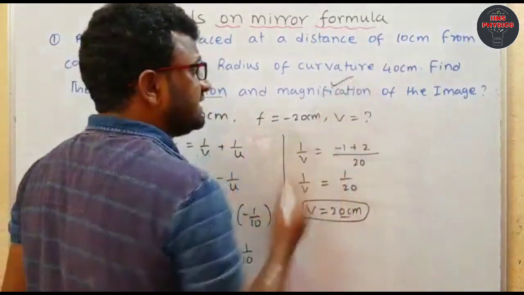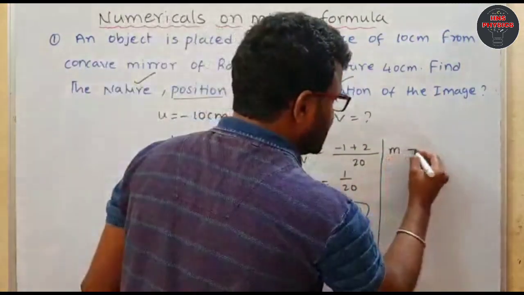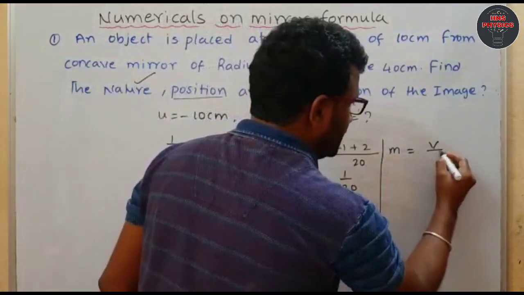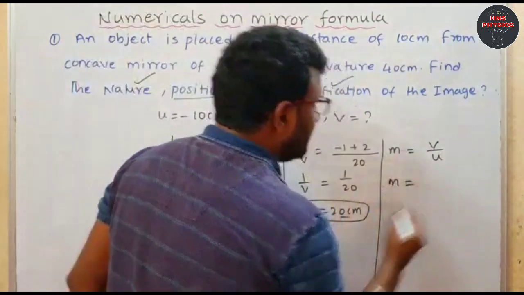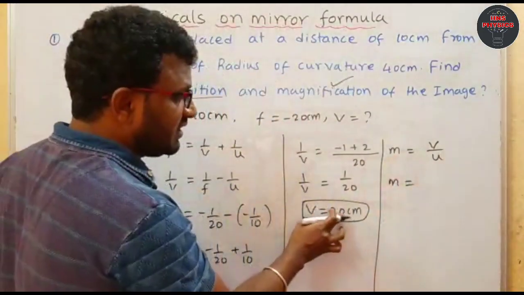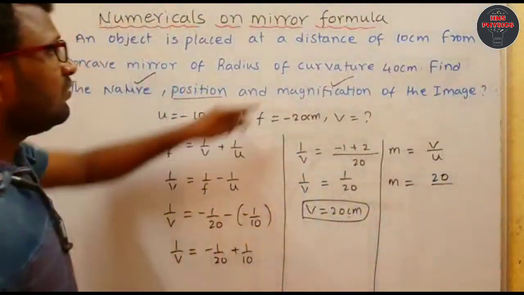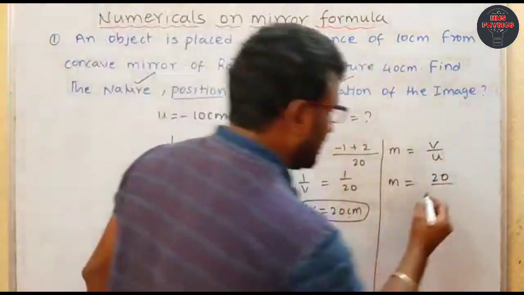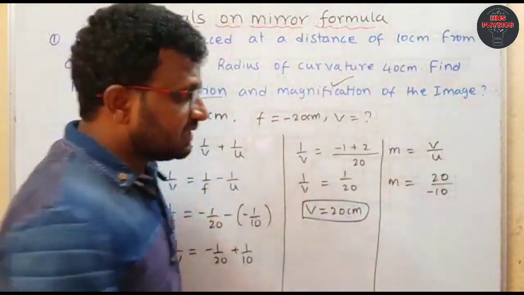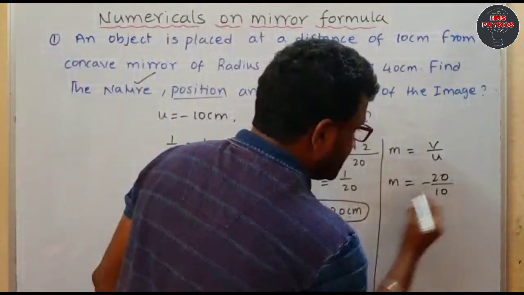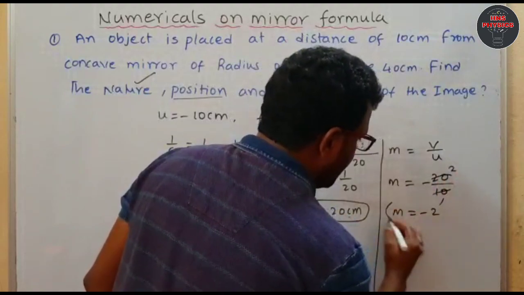Next, the last one is there. What is that? Magnification. We have to find the magnification. So the magnification formula is V by U. This is the general formula, right? So M equal to V, the image distance. How much did you get? 20, right? 20 by U. What is the object distance here? 10. But the object distance we have to take with sign convention, so that is minus 10. So the magnification value is nothing but minus 2.